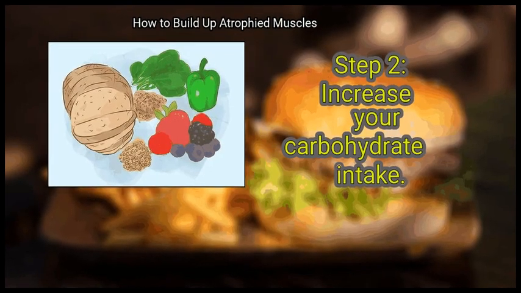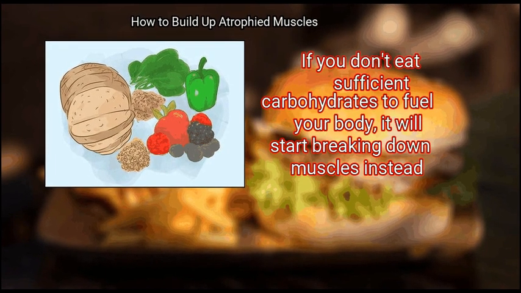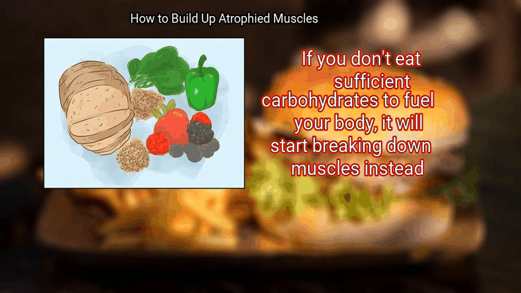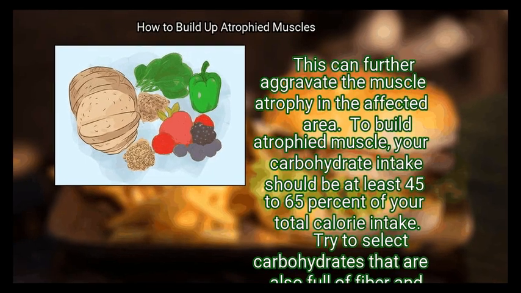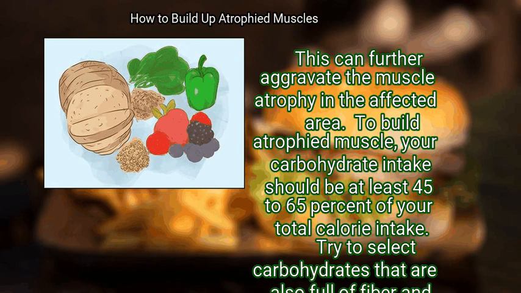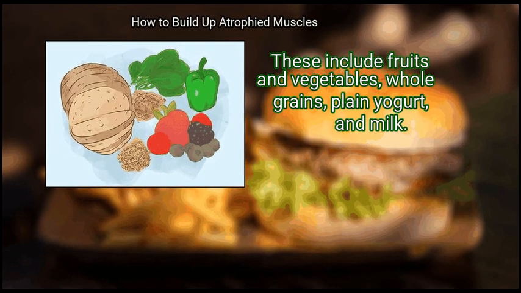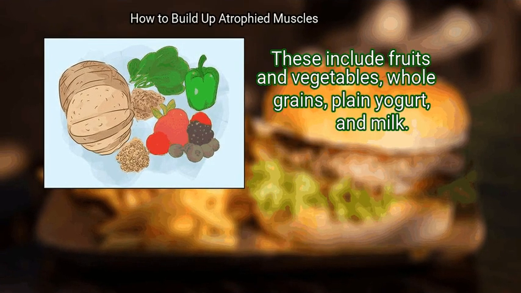Step 2. Increase your carbohydrate intake. If you don't eat sufficient carbohydrates to fuel your body, it will start breaking down muscles instead. This can further aggravate the muscle atrophy in the affected area. To build atrophied muscle, your carbohydrate intake should be at least 45 to 65% of your total calorie intake. Try to select carbohydrates that are also full of fiber and do not have a lot of added sugars. These include fruits and vegetables, whole grains, plain yogurt, and milk.